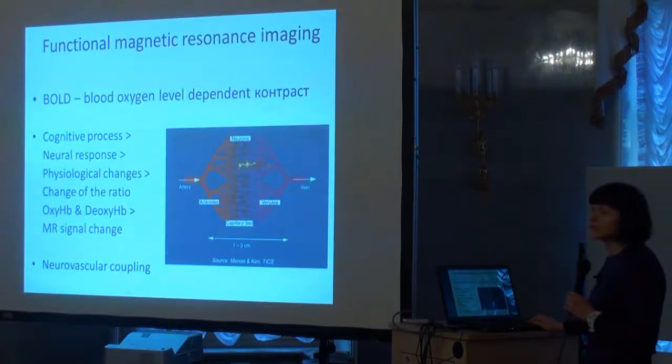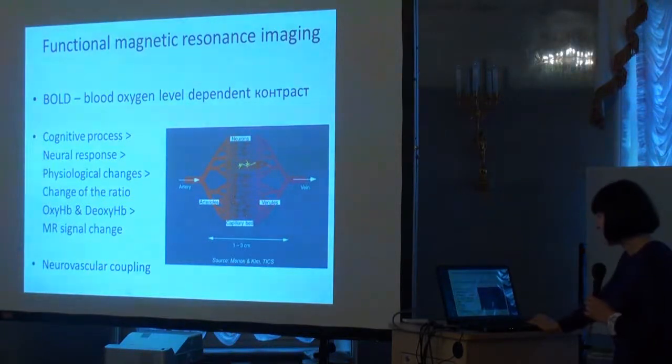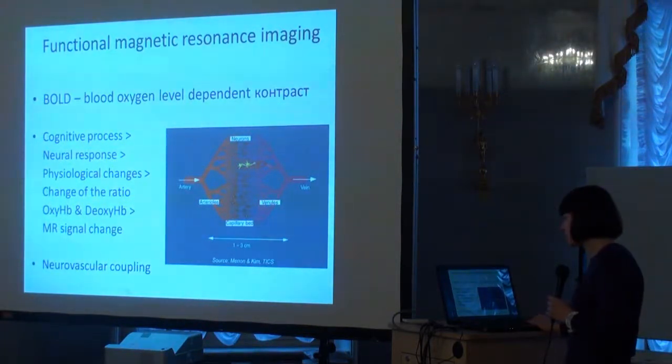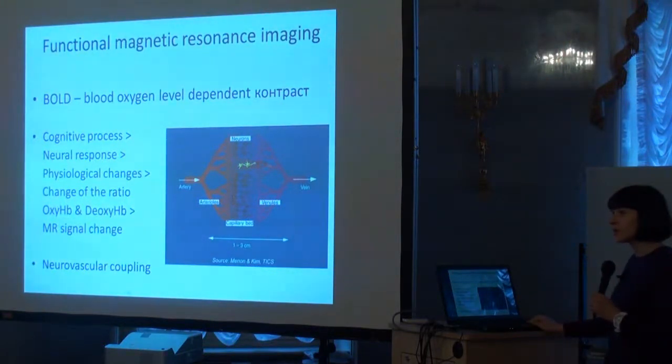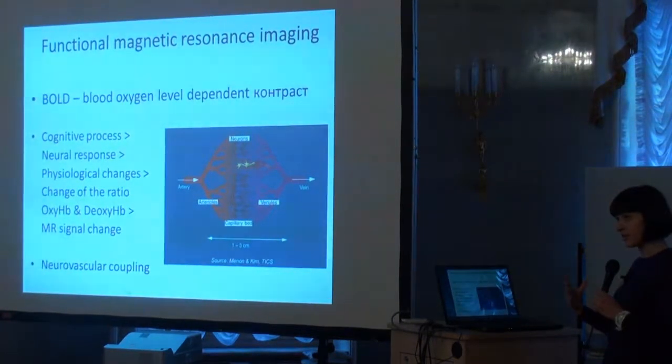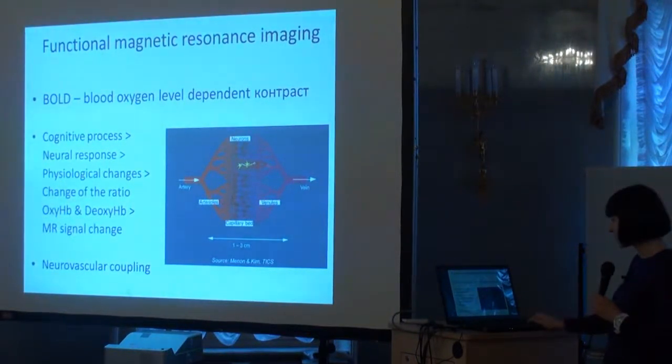Then, because of the increased blood flow, the ratio of oxygenated blood and deoxygenated blood changes. And this is what causes an MR signal change. It is related to the notion of neurovascular coupling. It's neuro because it comes from the work of a neuron, and it's vascular because the work of the neuron causes a vascular reaction, namely dilation and blood flow increase.